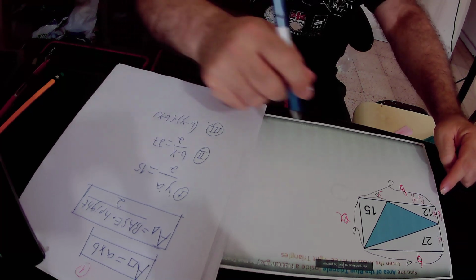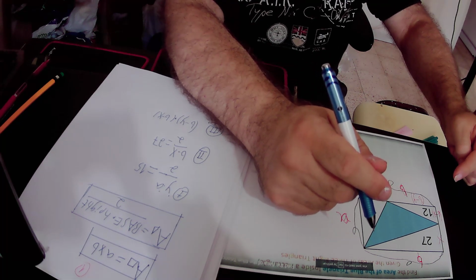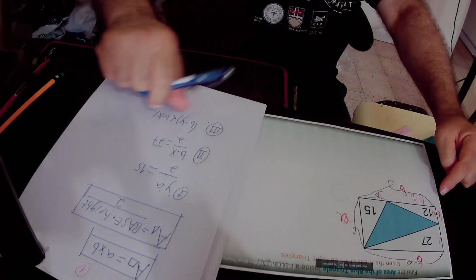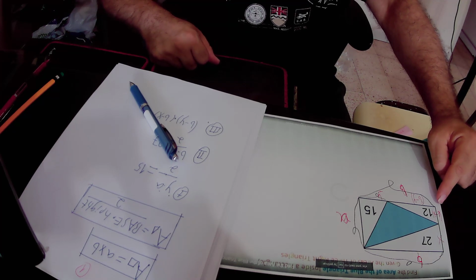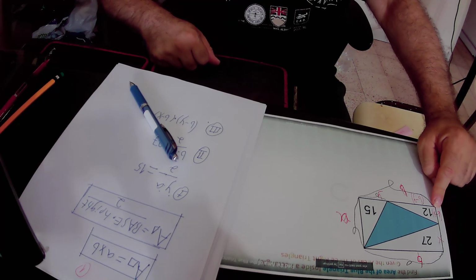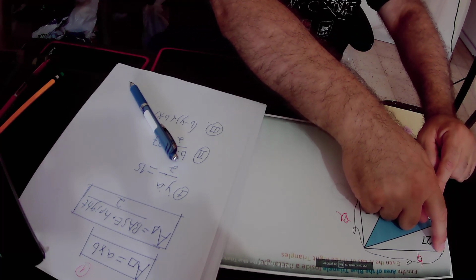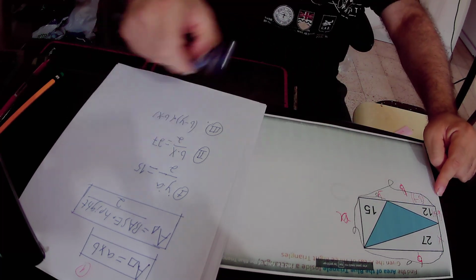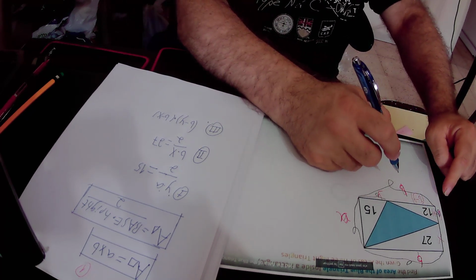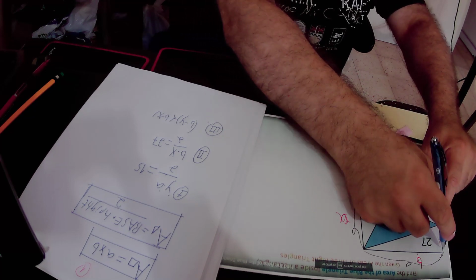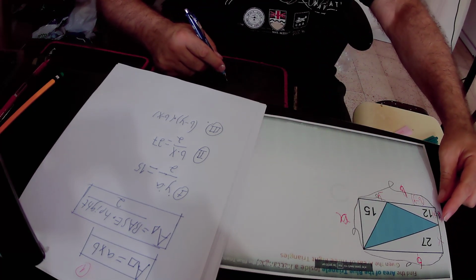That is to say, I made a mistake. The height of this triangle is the width of the rectangle, that is a, minus the height of this triangle, that is x. So the height of this triangle is a minus x.